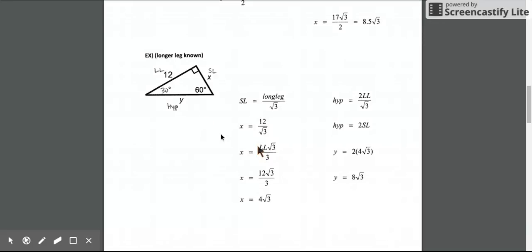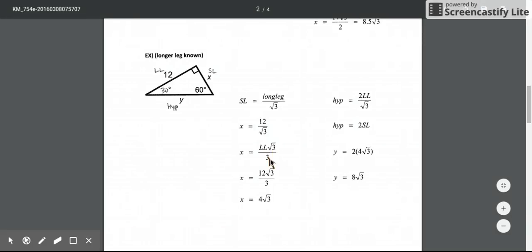So if we do that, we just substitute our long leg, take a third of it, a third of 12 is 4, and then multiply by the square root of 3 to get the short leg. And there's our short leg length. All we have to do now to get the hypotenuse is double it. So 2 times 4 times the square root of 3 is 8 times the square root of 3.